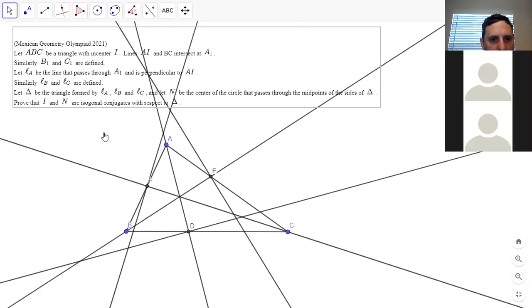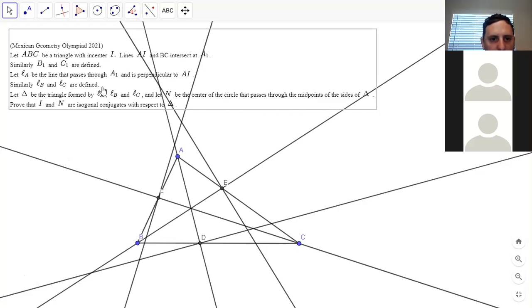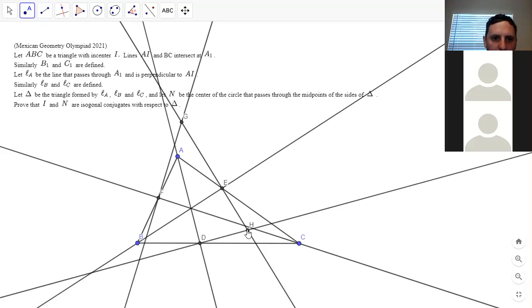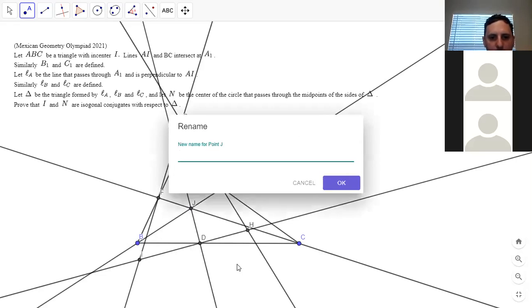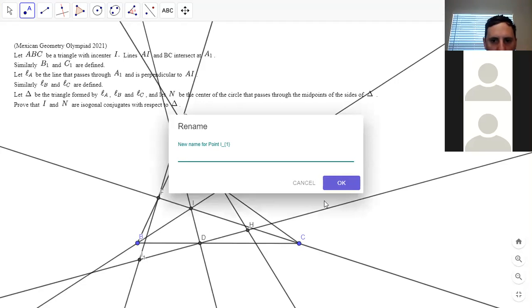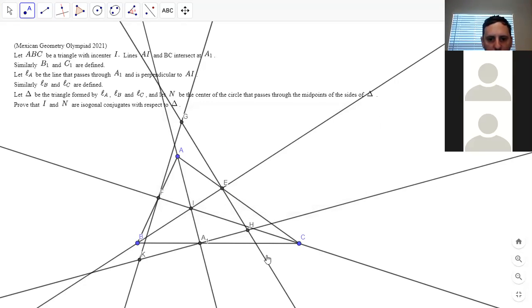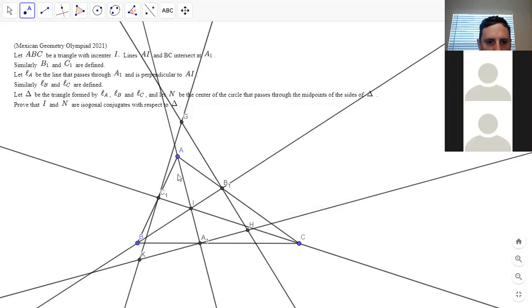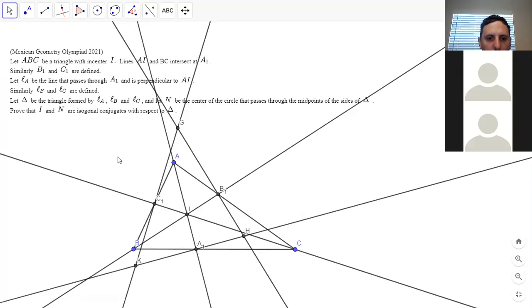Then if we draw the nine-point center, we want to show that the incenter of the original triangle is the isogonal conjugate of the nine-point center of this new triangle. Let me call this I instead. Let's call this K. I'm going to rename: this is A1, B1, and C1. So we draw the nine-point center of GHK, and that's supposed to be the isogonal conjugate of I in triangle GHK. That's what we want to prove.